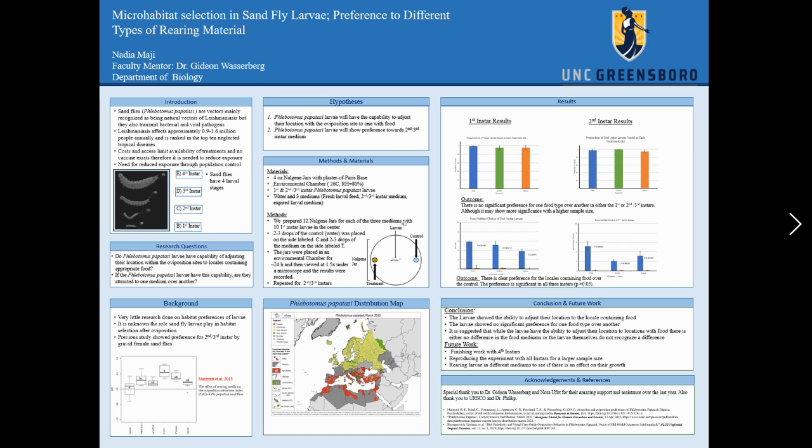This will go back to these suggestions, where it suggests that there might not be a difference in the food. If there is a difference in the food, then that shows that the larvae just cannot recognize the difference.